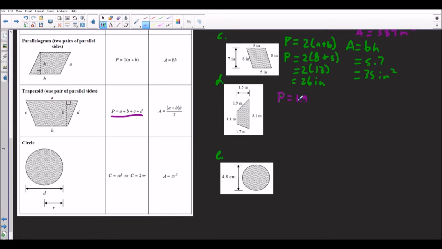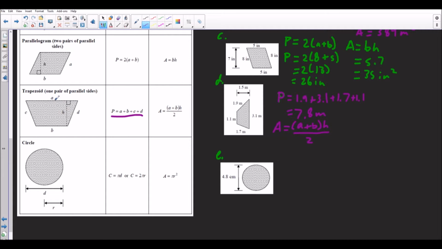So let's add up 1.9 plus 3.1 plus 1.7 plus 1.1, and that's going to equal, let's see here, 7.8 meters. Okay, so now let's find the area. So the area of a trapezoid, and the area formulas are the ones you do really need to look at because they always change. So we're going to have a plus b times the height divided by 2.